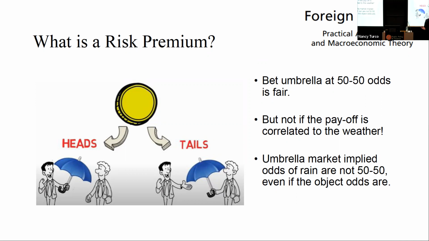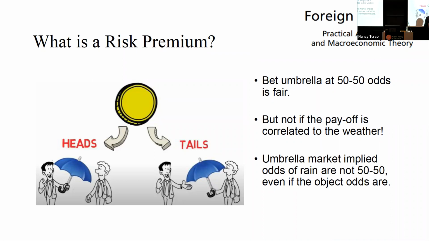You know, an actuary would price this bet exactly the same. But what I've changed here is this very important thing. It's the correlation between the payoff and the state of the world. You don't want to be short an umbrella when it's raining, right?